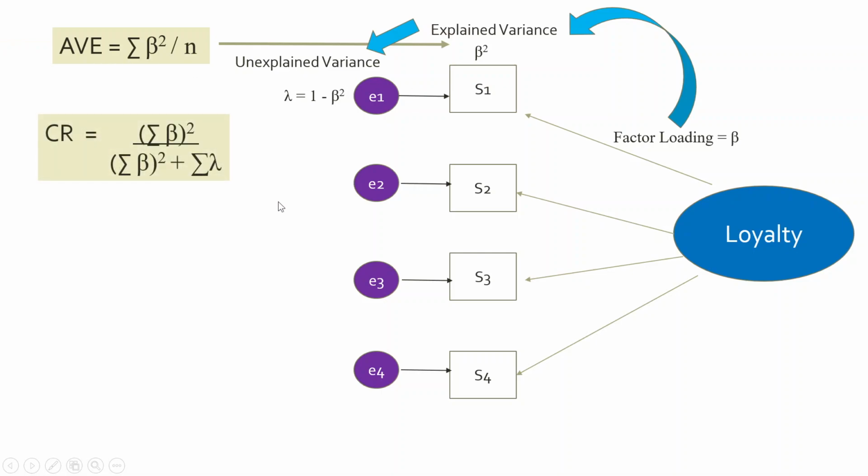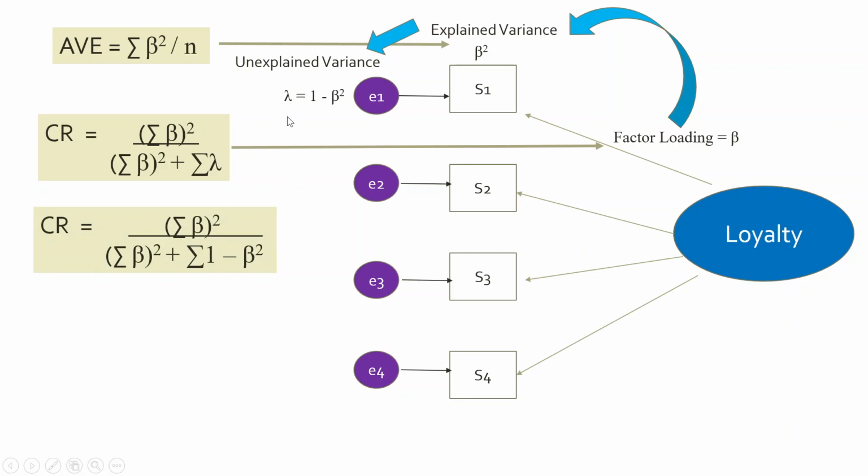Now comes the composite ratio. CR is the composite reliability, where we take sigma beta, this beta, not this beta square, this beta, the whole squared, upon sigma beta square plus sigma lambda. So the lambda value is taken from here. If I substitute this lambda, I will get composite reliability is equal to sigma beta square upon sigma beta square plus sigma of 1 minus beta square.